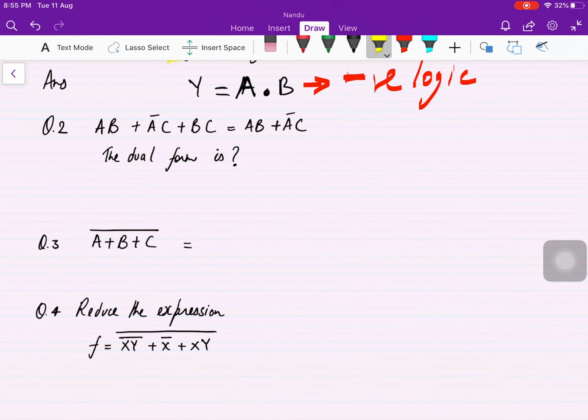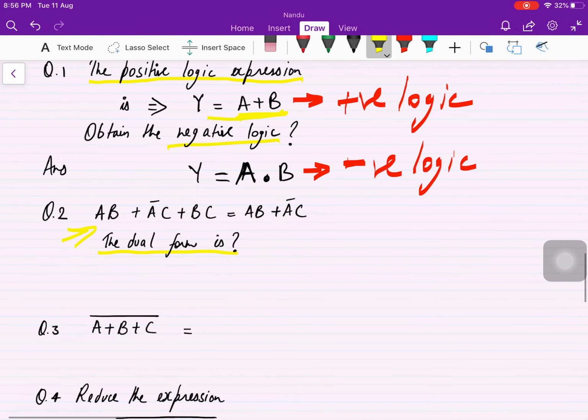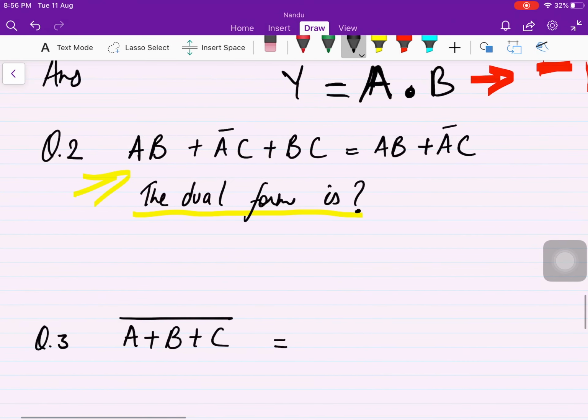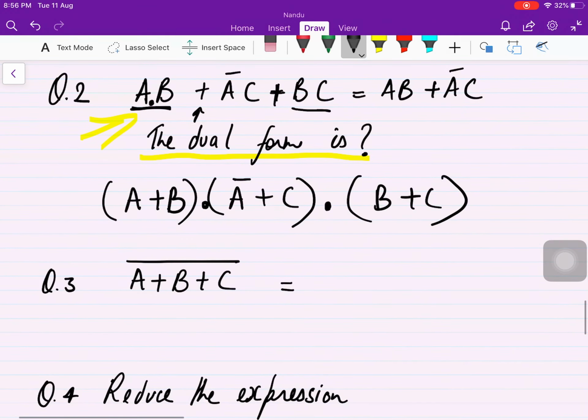Next question, we have to find the dual form of this expression. Again we'll follow these steps: change AND to OR and vice versa, interchange 0 and 1, variables remain the same. There is one dot between a and b, so you make it a plus b. Then comes this plus, which you make into a dot. Then comes a bar c, which you write as a bar plus c. Then again plus, so dot, and bc becomes b plus c. So this is the dual form of this expression.